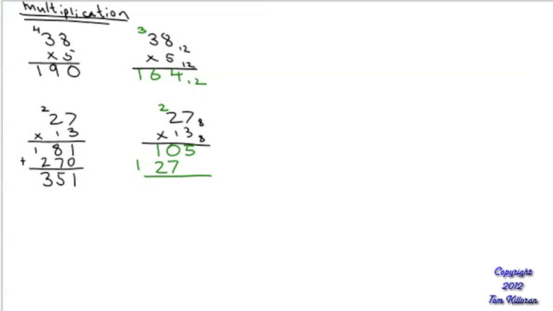Then you have to add. 5 plus, no, nothing is 5. 0 plus 7 is, well, that's easy, 7. 1 plus 2 is 3. 375.